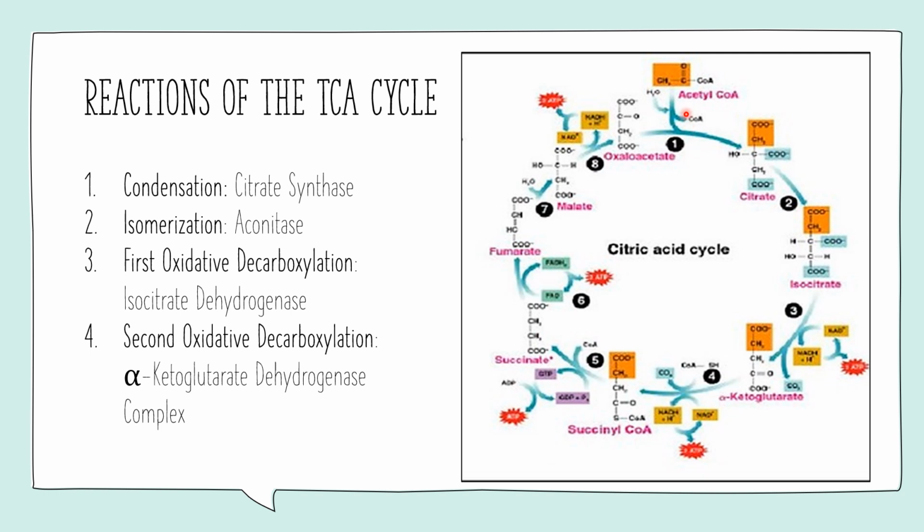So you can see the major thing that happens in the first 4 reactions. We have 2 decarboxylations, and we lose the 2 carbons of acetyl-CoA, and we have generated 2 molecules of NADH and formed a 4-carbon compound, succinyl-CoA.